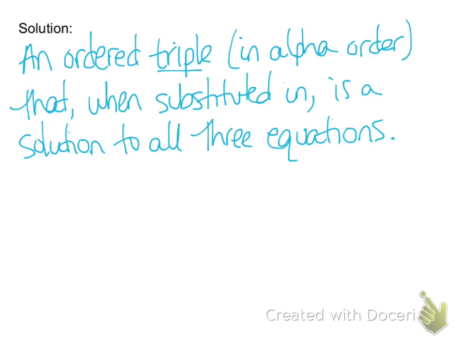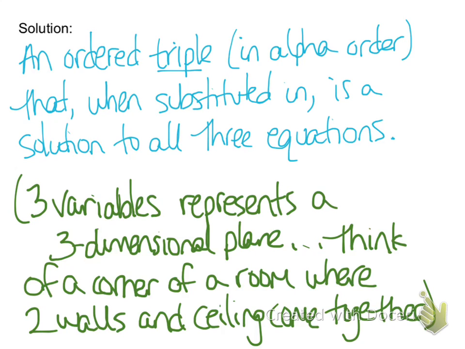three of those equations. Three variables represents a three-dimensional plane, so you can kind of think about what three equations and three variables would be if you think about the corner of a room where two walls and a ceiling come together. So where all those three come together is the point of intersection that we're trying to find when we find our ordered triple.